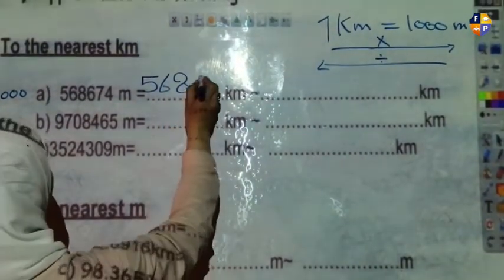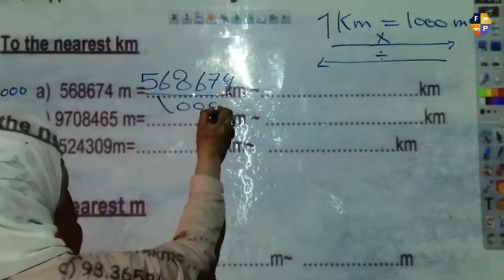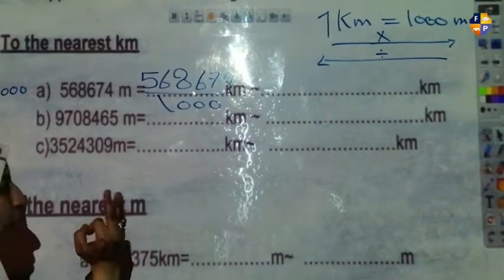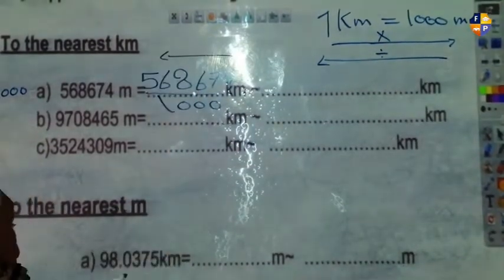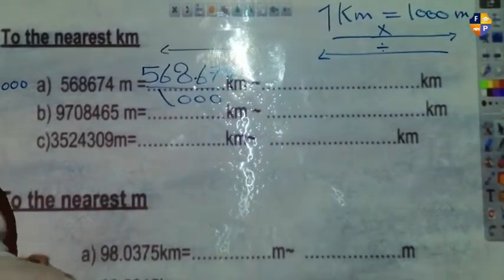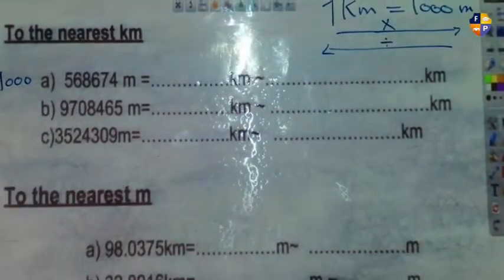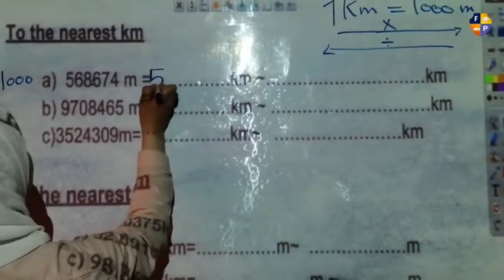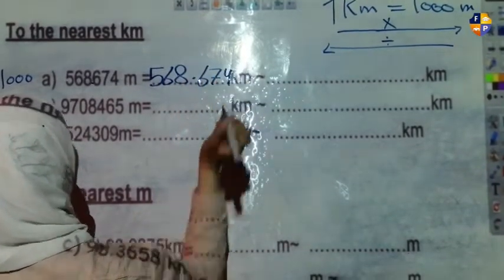As we said before, when dividing by 1,000, we write here 568,674 divided by 1,000. How many zeros in 1,000? Here I have 3 zeros. So I will put the decimal point after 3 digits from right to left. Count with me. 1, 2, 3. So I will put the decimal point between 8 and 6. So the number will be 568.674.